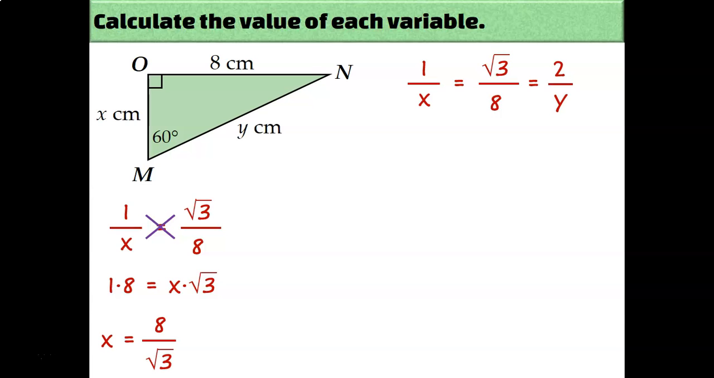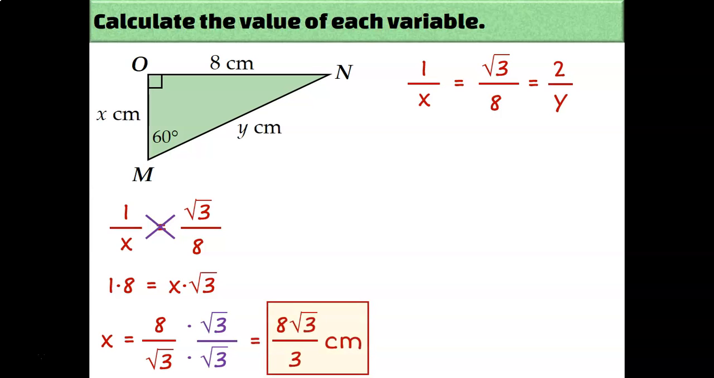In order to rationalize, I multiply the numerator and the denominator by the radical. So I have 8 times the square root of 3 on top, and the square root of 3 times the square root of 3 on the bottom. Well, the square root of 3 times the square root of 3 is just the square root of 9, and that's 3. So my answer here, when I fully simplify, is 8 root 3 over 3.